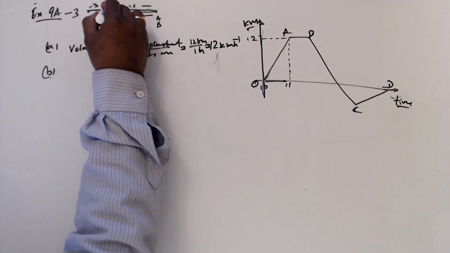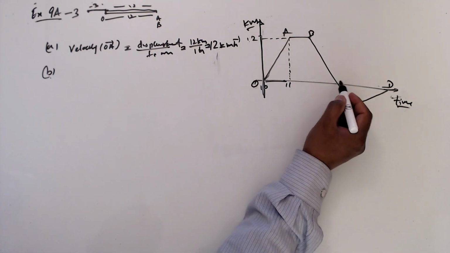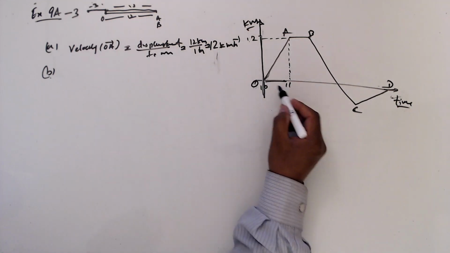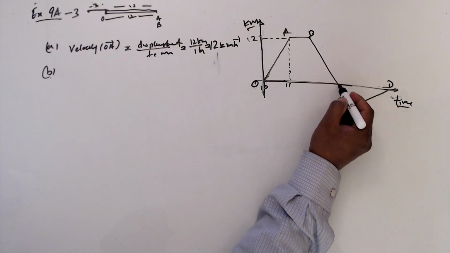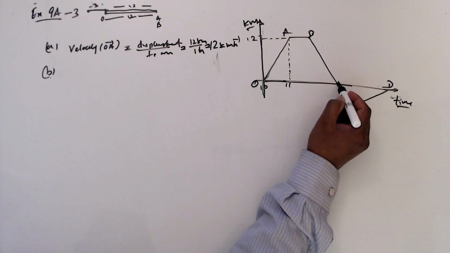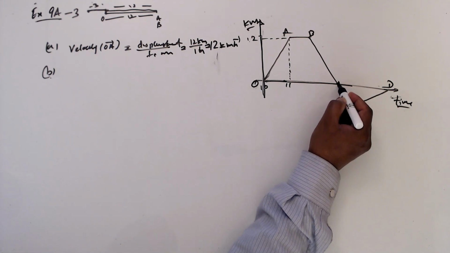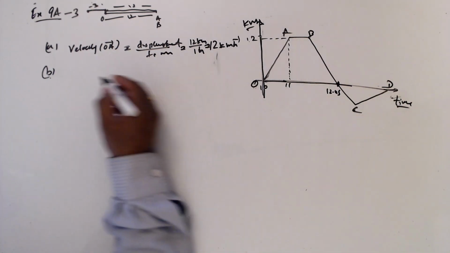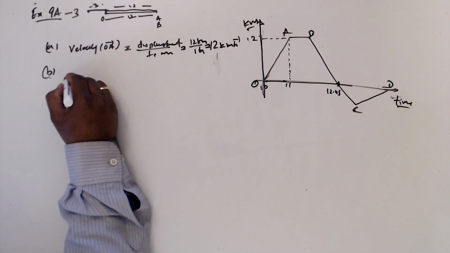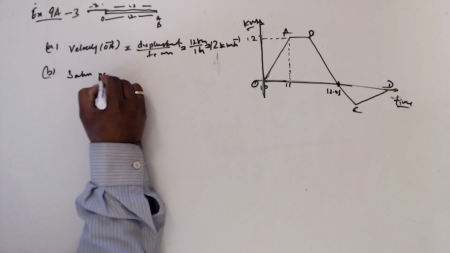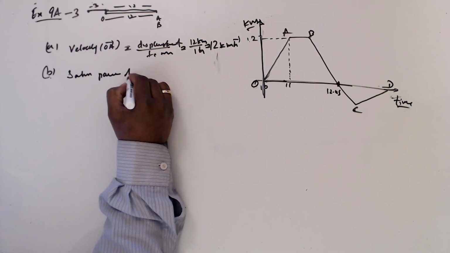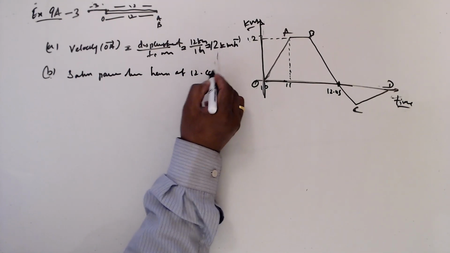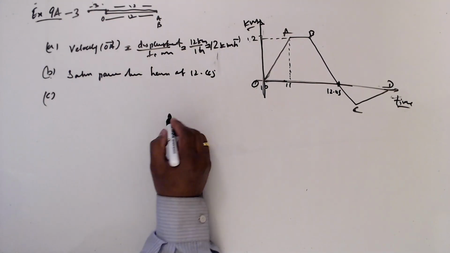And they need to know for part B what's the time that she passes. So she passes, it means you plus 12 and minus 12, 0. So this is the 0 line, the displacement is 0. So what is the time? You can see that this is 12:45. So Sarah passes home at 12:45.